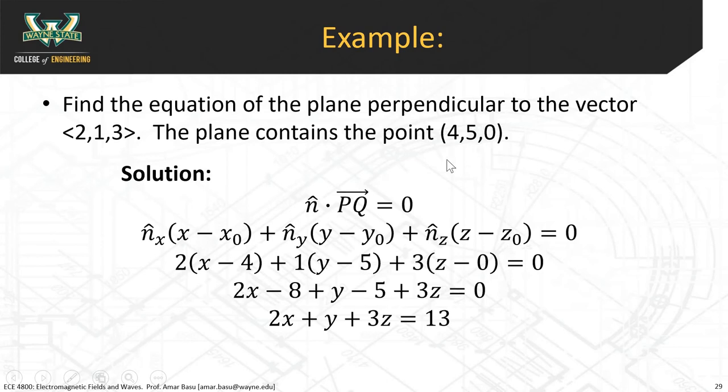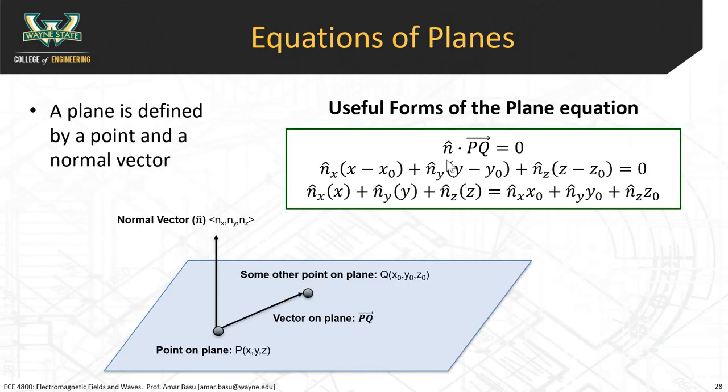Because I want you to think about this. Let me go back to this previous slide here. If you just have a vector in space, you can find a plane that's perpendicular to it. This plane is perpendicular to this vector, right? But guess what? This plane here is also perpendicular to this vector, right? They're both perpendicular to the vector. So how do we uniquely identify a plane?